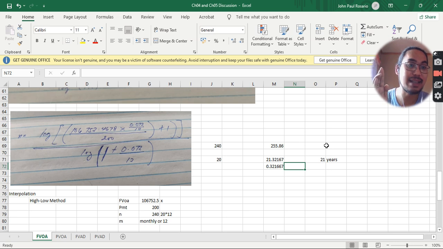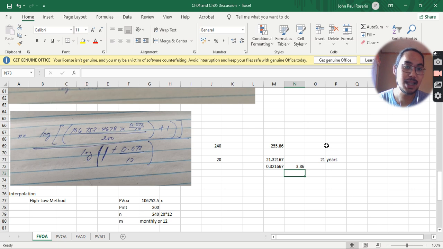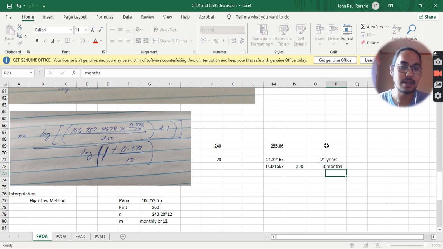After the year, we have to express it naman dayon by months, right? So by month. So, since by month na siya, we multiplied, how many months are there in one year? So, we multiply this by 12. That means we have a whole number of 3. So, that's 21 years, 3 months.